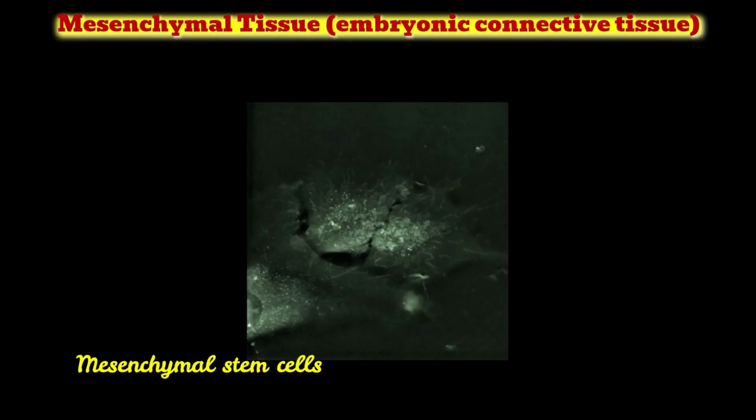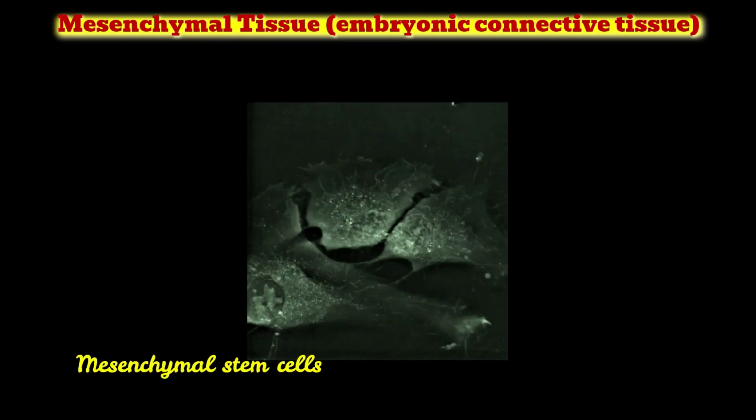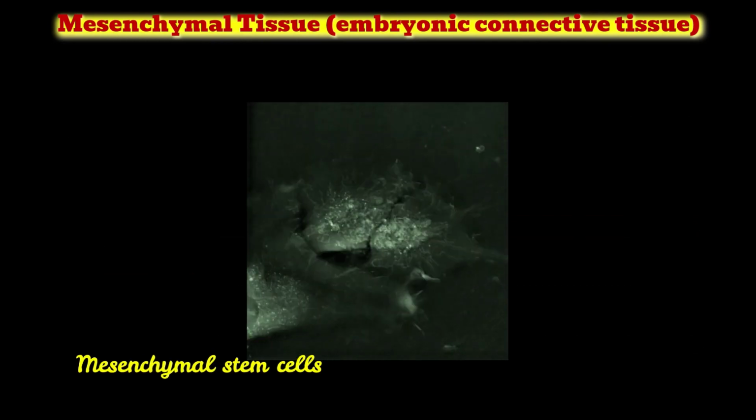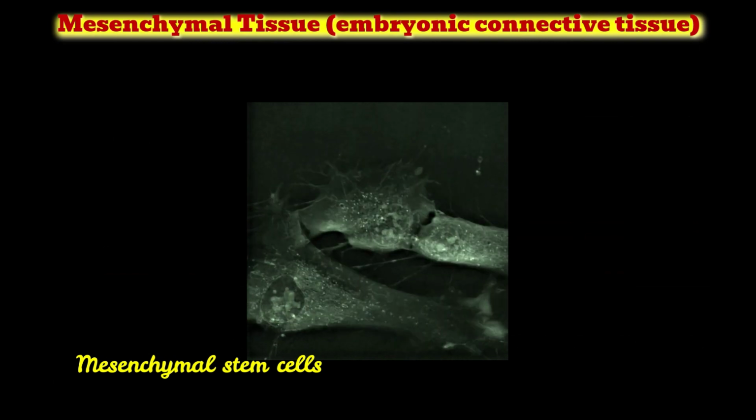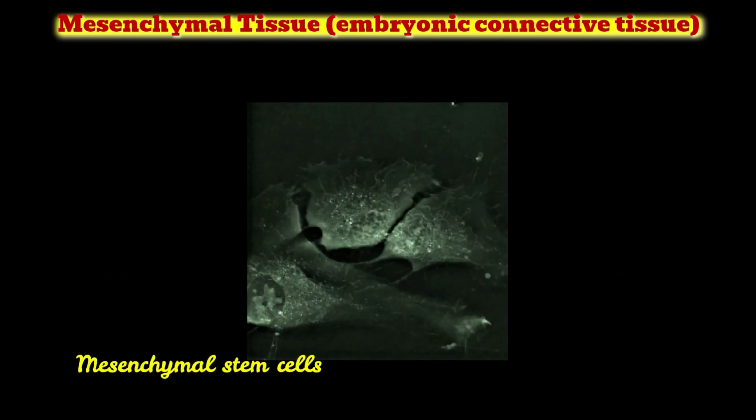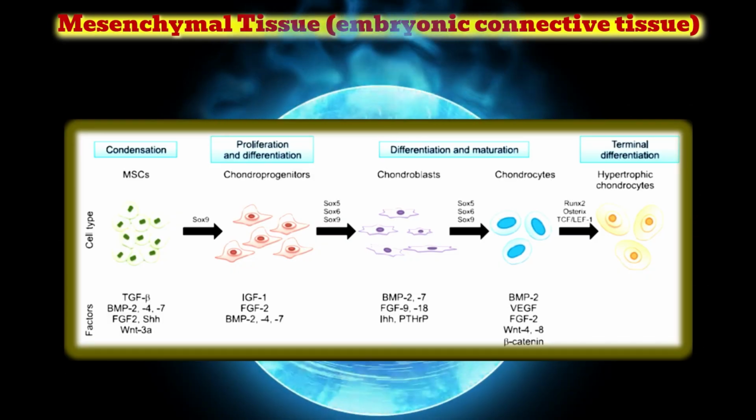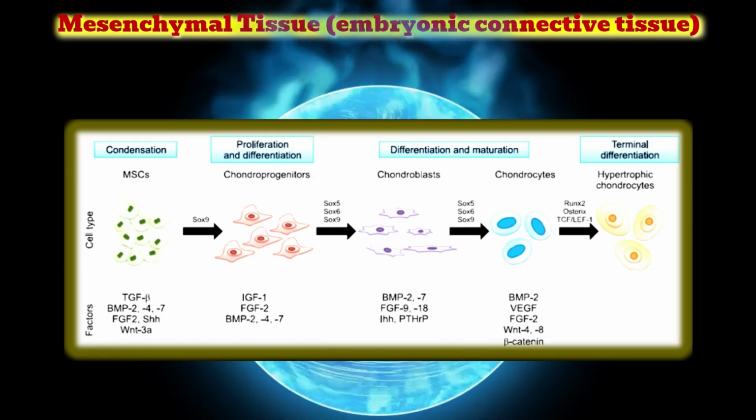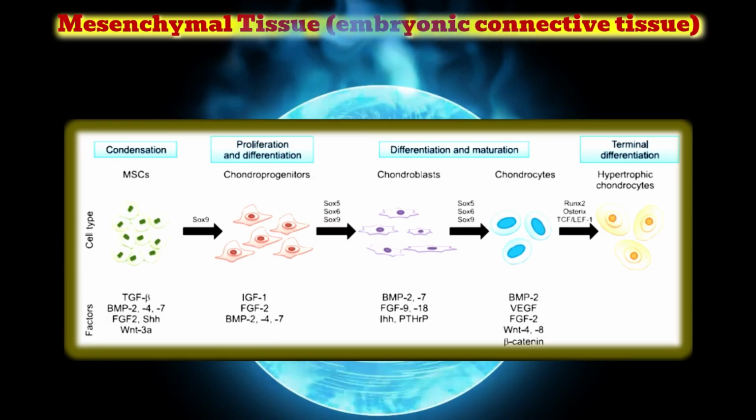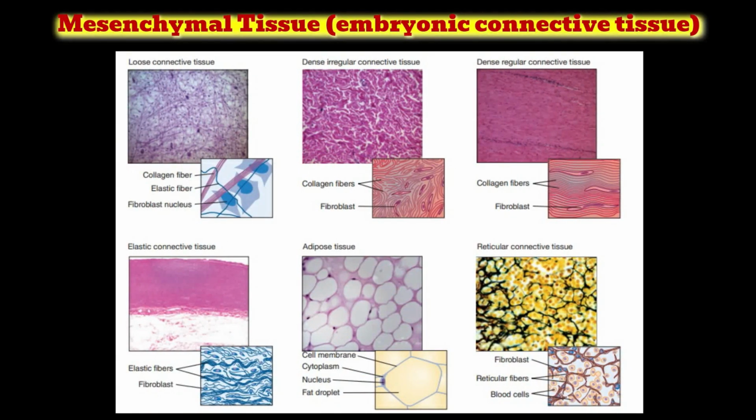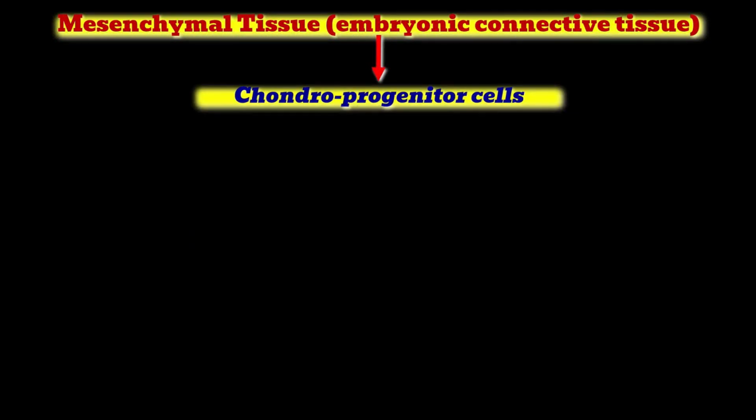The flowchart next will help you understand how chondrocytes are made from stem cells. All connective tissue comes from the mesenchyme, which is the connective tissue of the embryo. These mesenchymal cells are undifferentiated stem cells for all the connective tissues of the human body. First, chondroprogenitor cells come from the mesenchyme.